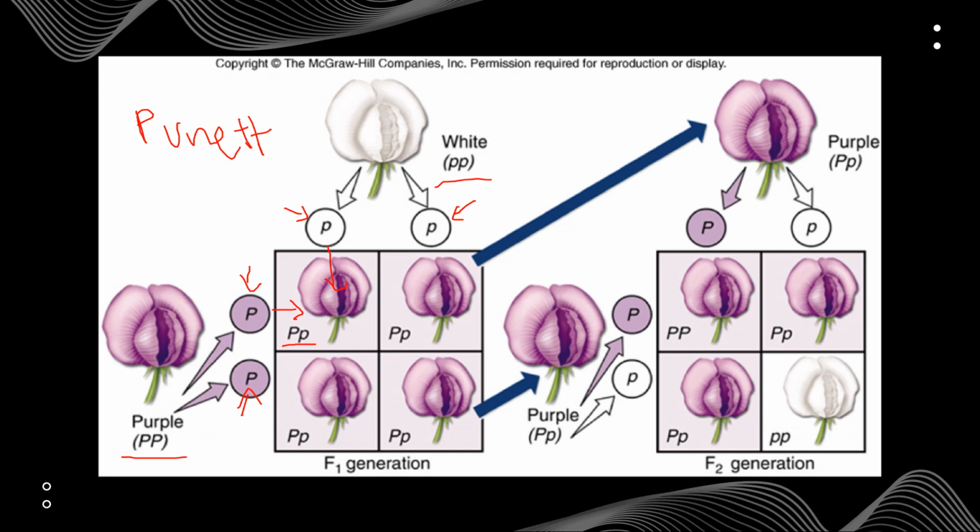And then for the second generation, when he crossed these capital P, lowercase p's, he got that white trait showing up again. So you can predict what the outcome will be in the offspring by using these Punnett squares.